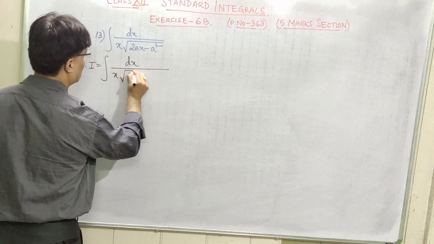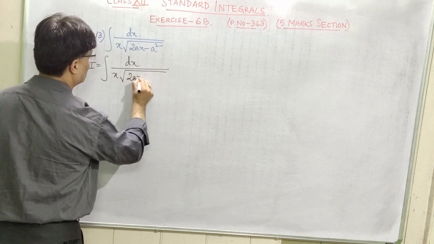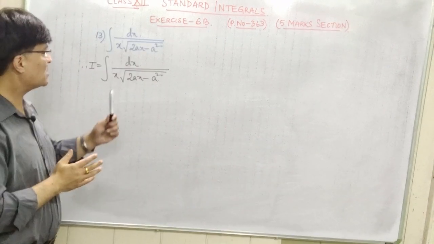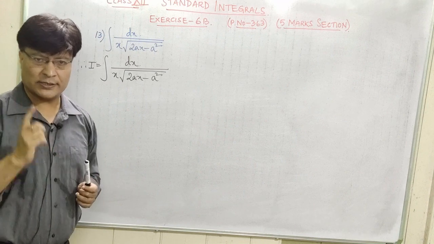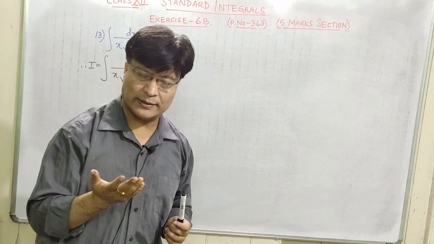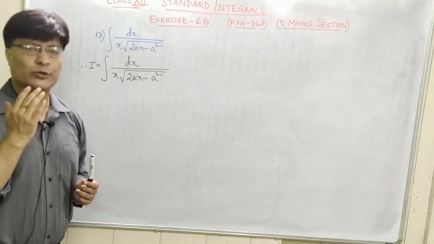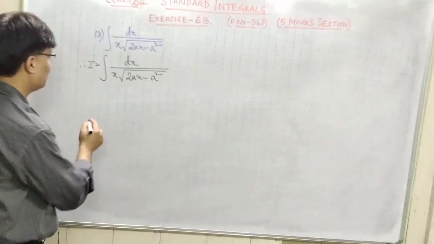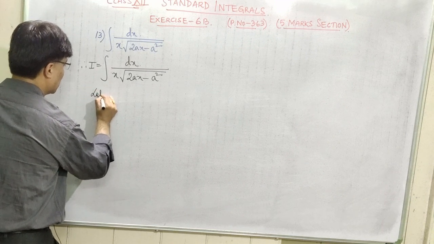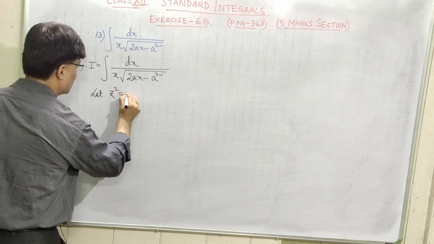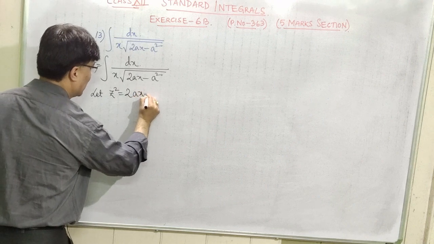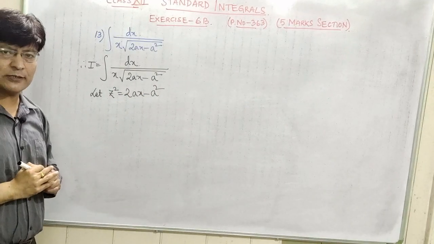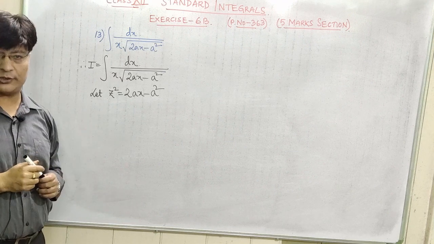So let us first write down, therefore I is equal to integration of dx divided by x root over 2ax minus a square. So in this case both the power of x is 1, that is linear expression in x. So you have to assume the expression under the square root as z square. Okay. So let z square is equal to 2ax minus a square. That is, expression under the square root is assumed as z square.